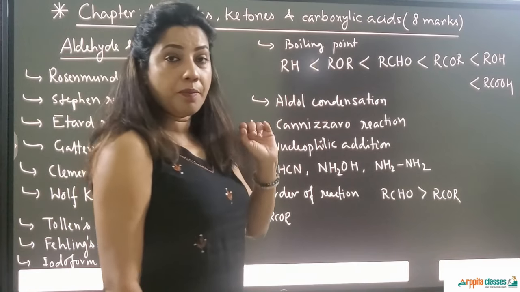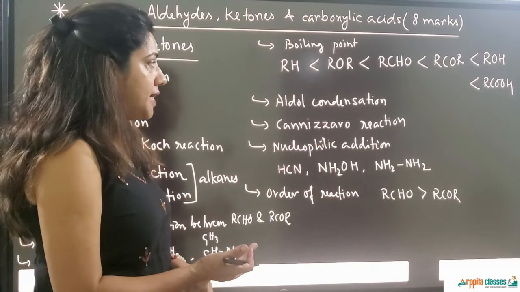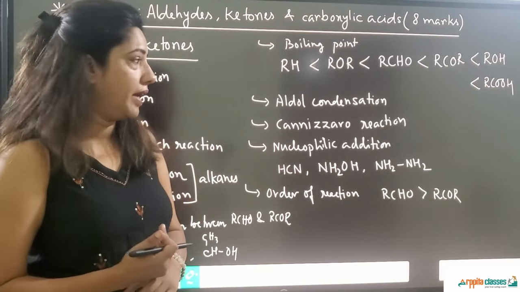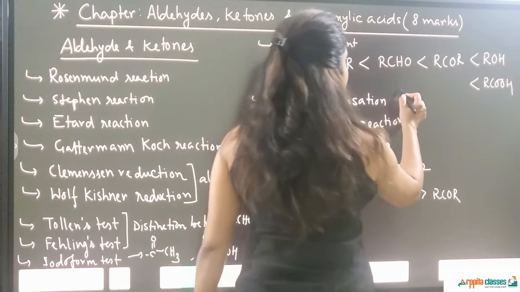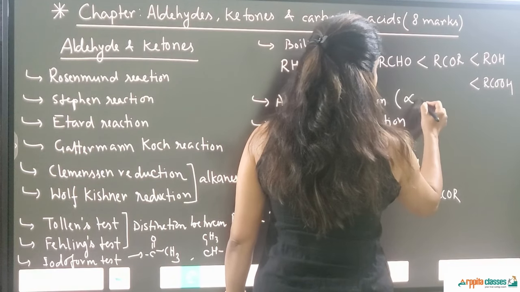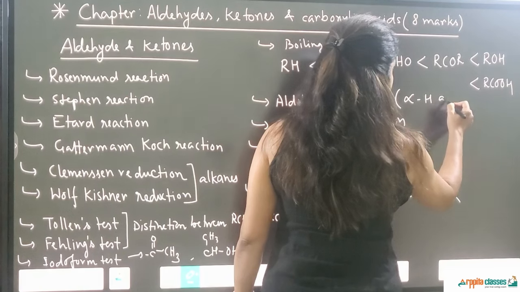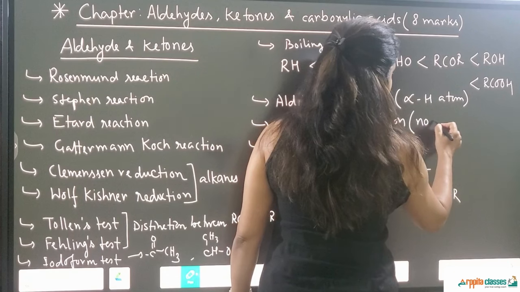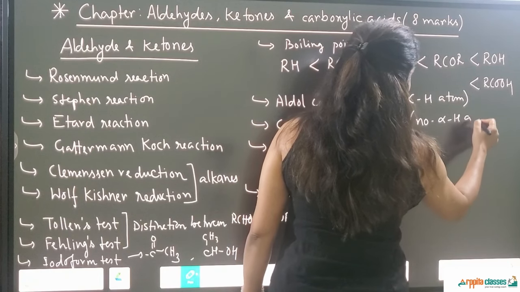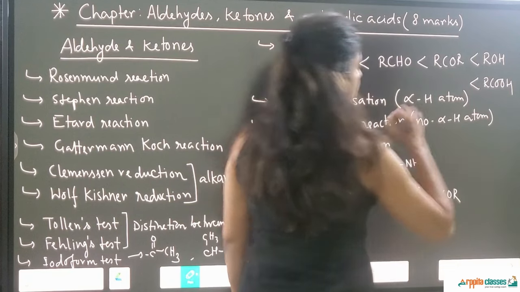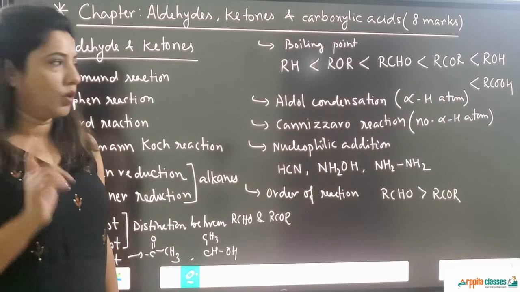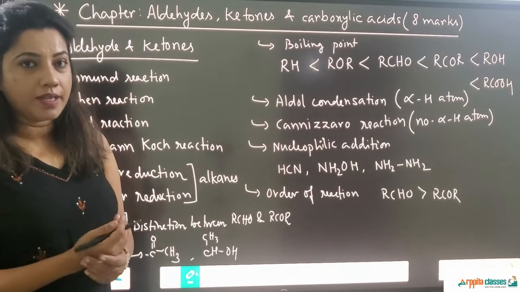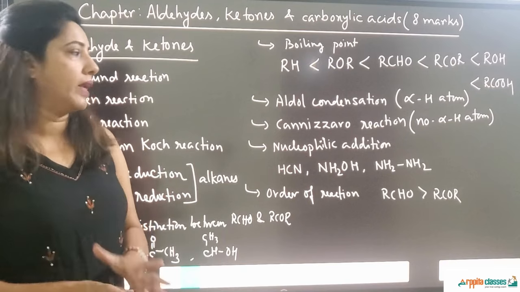Then we have very important topics like aldol condensation, Cannizzaro reaction. Prepare the short notes from there. Aldol condensation, you know that the aldehydes which are containing alpha hydrogen atom can go for aldol condensation, whereas in Cannizzaro there is no alpha hydrogen atom. So aldehydes or ketones which are having alpha hydrogen atom will go for aldol condensation, which are not having alpha hydrogen, they will go for Cannizzaro reaction. Prepare the short notes very nicely.